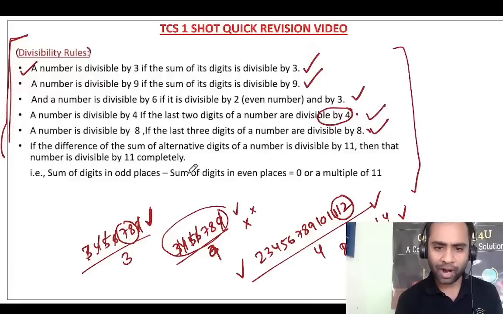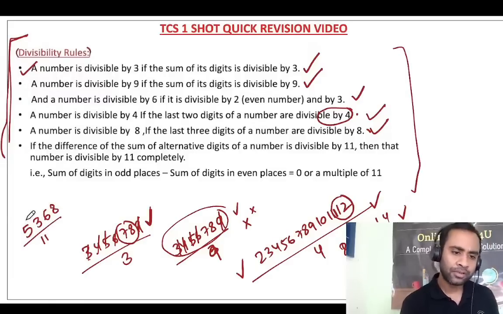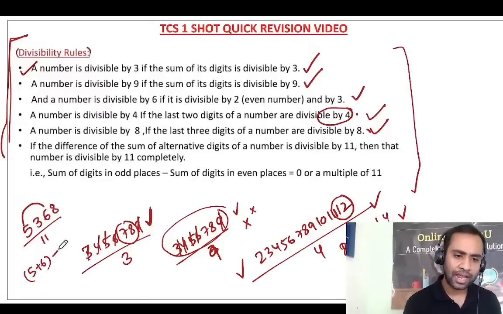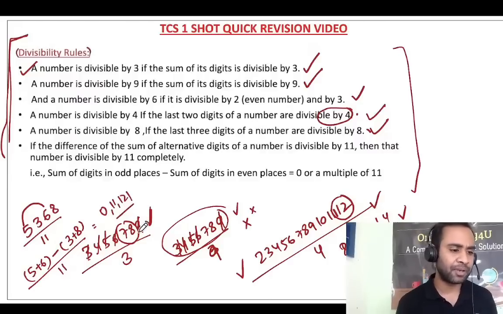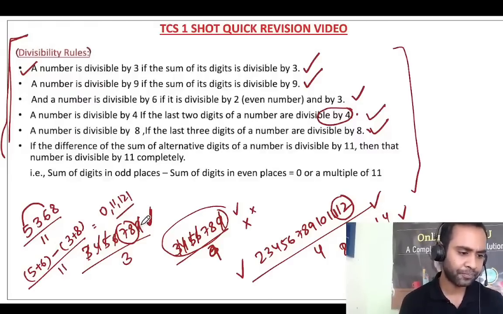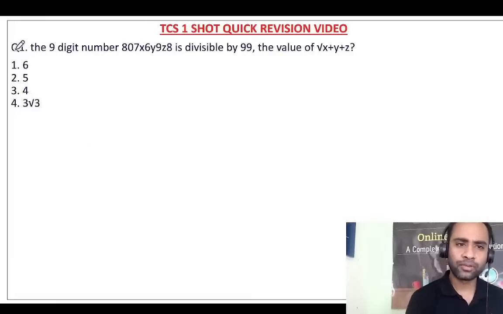Clear? Okay. What if a number is divisible by 11? Let's take one number 5, 3, 6, 8. Is it divisible by 11 or not? First find the sum of alternate digits, 5 plus 6, and then the sum of the other alternate digits, 3 plus 8, subtract and then divide. If it comes to 0, or if it comes to a multiple of 11, then this number is divisible by 11. Clear? Fine? Done? Okay.